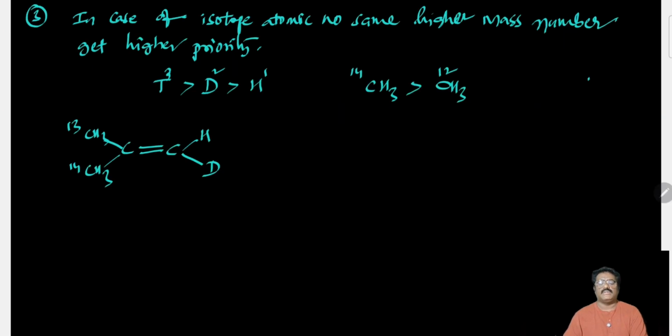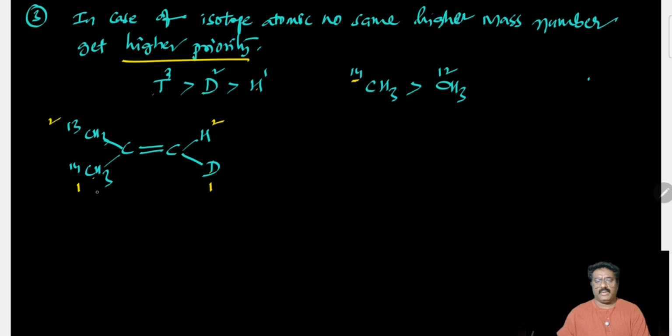Have a look at the next rule. In case of isotopes, atomic number is the same, higher mass number gets higher priority. So it is hydrogen, deuterium, tritium. Hydrogen mass is 1, deuterium mass is 2, tritium mass is 3. See, if carbon double bonded with carbon, hydrogen, deuterium, which is the most priority? Deuterium, after that hydrogen. So CH3, it is CH3 with C14, C12, which is most priority? C14 isotope, after that C13 isotope.